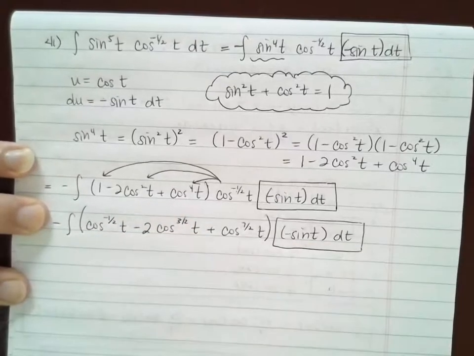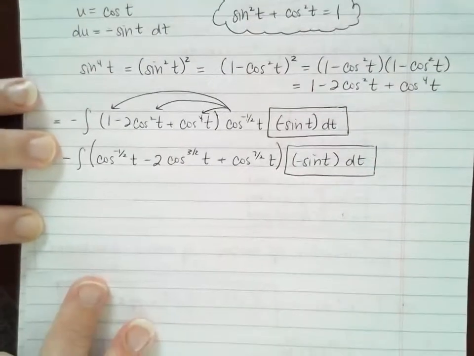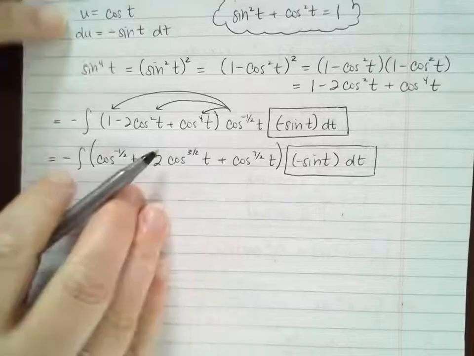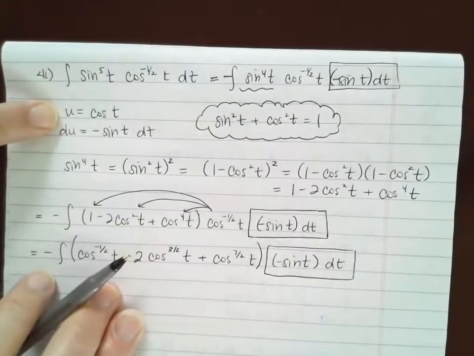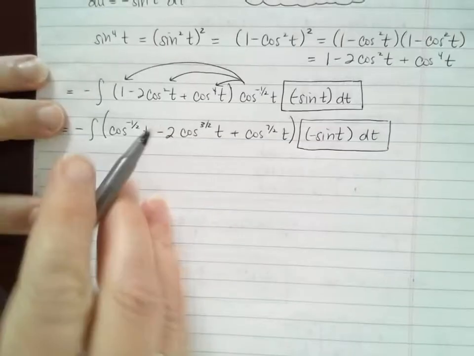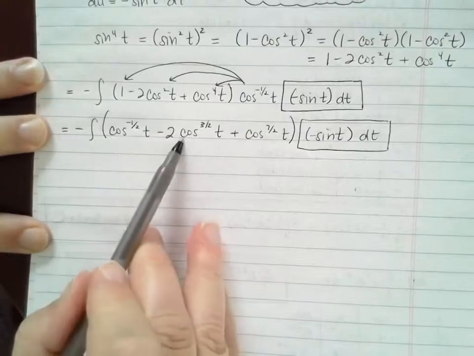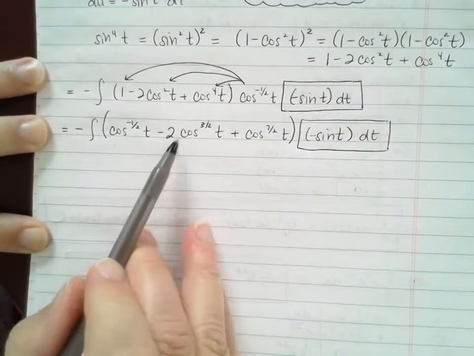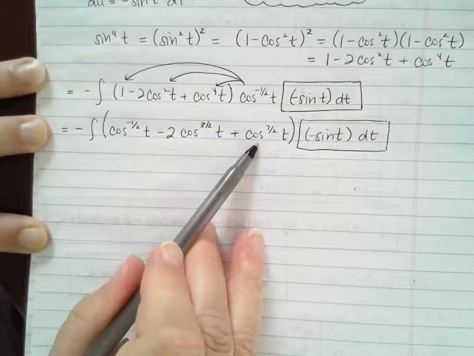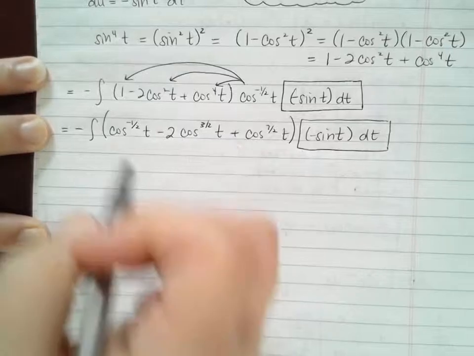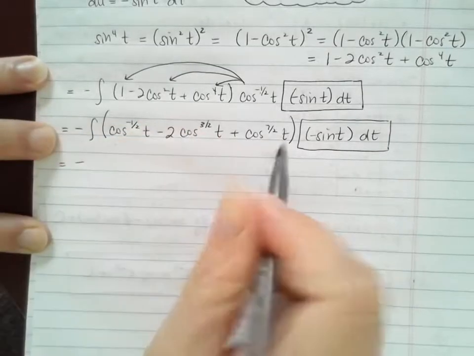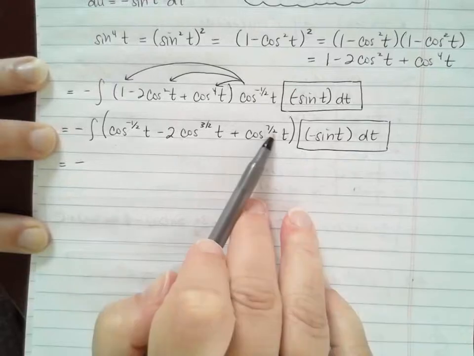All right. I can write a u sub statement, but I already did up here. I said u is equal to cosine of t. So keeping that in mind, this is u to the negative 1/2. This is negative 2u to the 3/2, and this is u to the 7/2. So I can just integrate them separately at this point because I have the du appropriate for all of them.